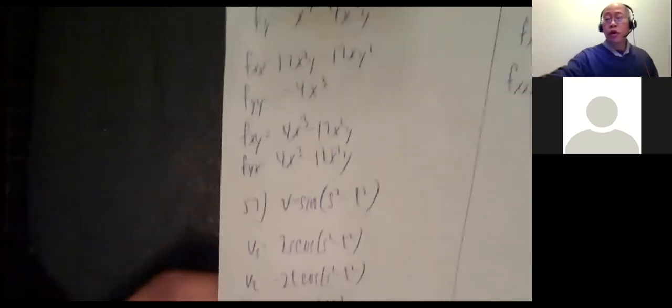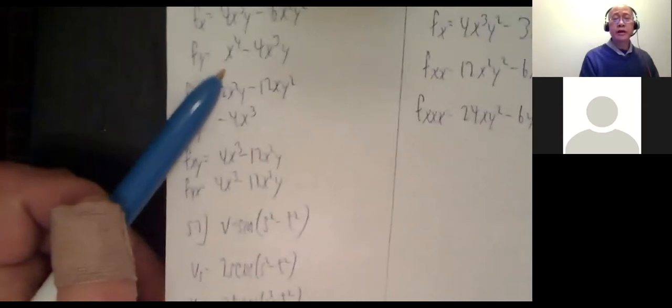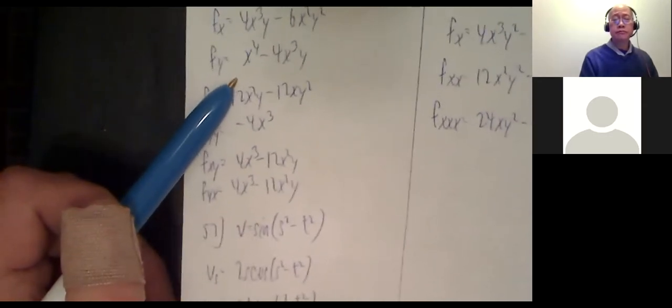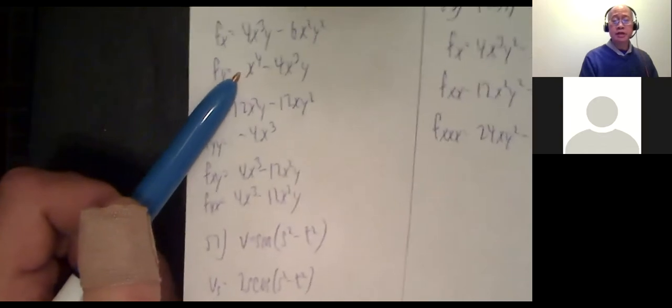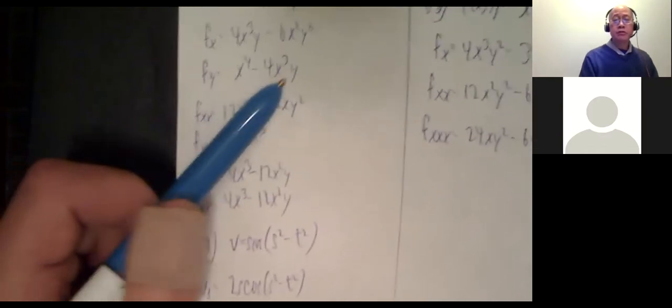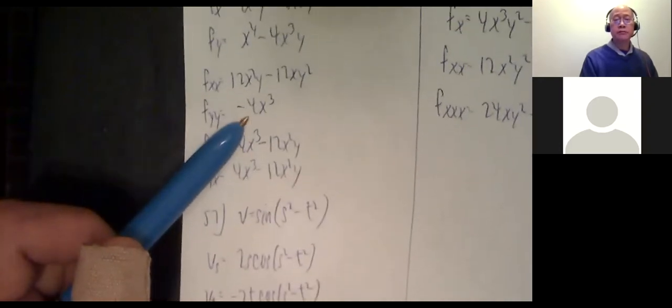Okay, fyy. Start with the derivative with respect to y. Here it is. Differentiate again with respect to y. So that's constant. That means it's 0. Derivative of that is 0. The derivative of this is just negative 4x cubed y because it's constant times y. So the derivative is just a constant.